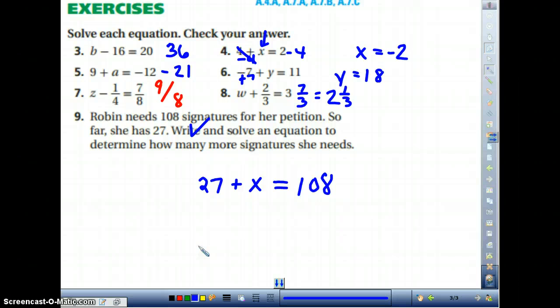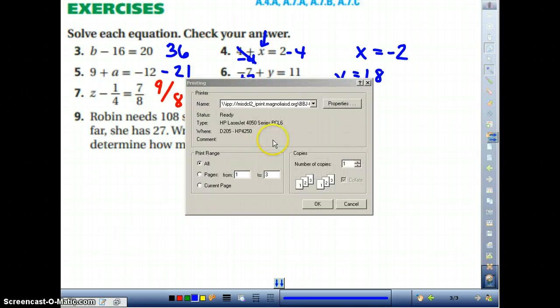I should be paused. I'm not paused. Let me try pausing again. Still not paused. None of these work. I guess we'll just keep going. Oh, there's a pause button right here. Yeah, that was kind of weird, wasn't it?